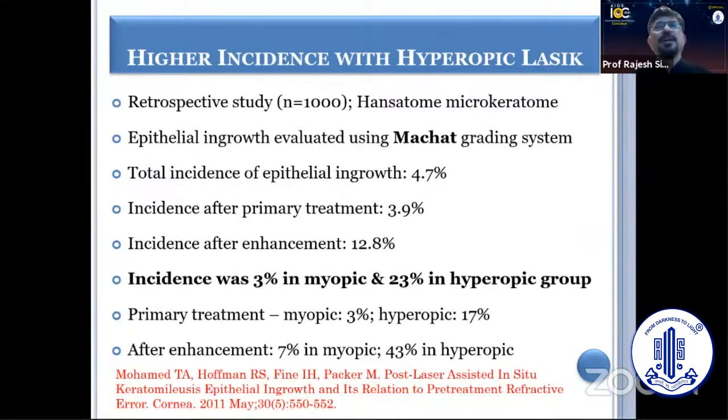This was one retrospective study done on 1,000 patients who underwent microkeratome LASIK. It included both myopic and hyperopic patients, and they found that the total incidence of epithelial ingrowth was 4.7%. After primary treatment, the incidence was 3.9%, and after enhancement it was 12.8%. The incidence was 3% in the myopic and 23% in the hyperopic group. For the primary treatment, myopic had 3% and hyperopic had 17%, and after enhancement it was 7% in myopic and 43% in hyperopic.